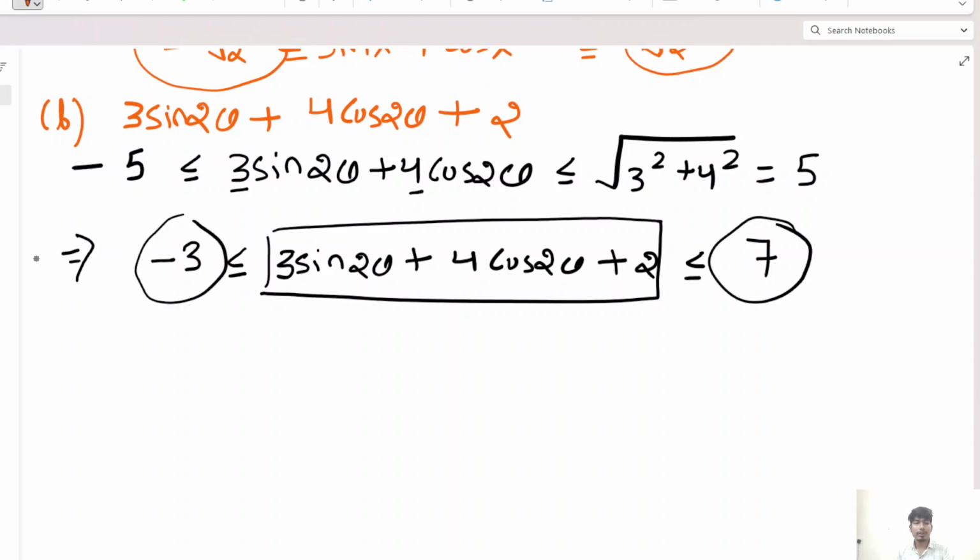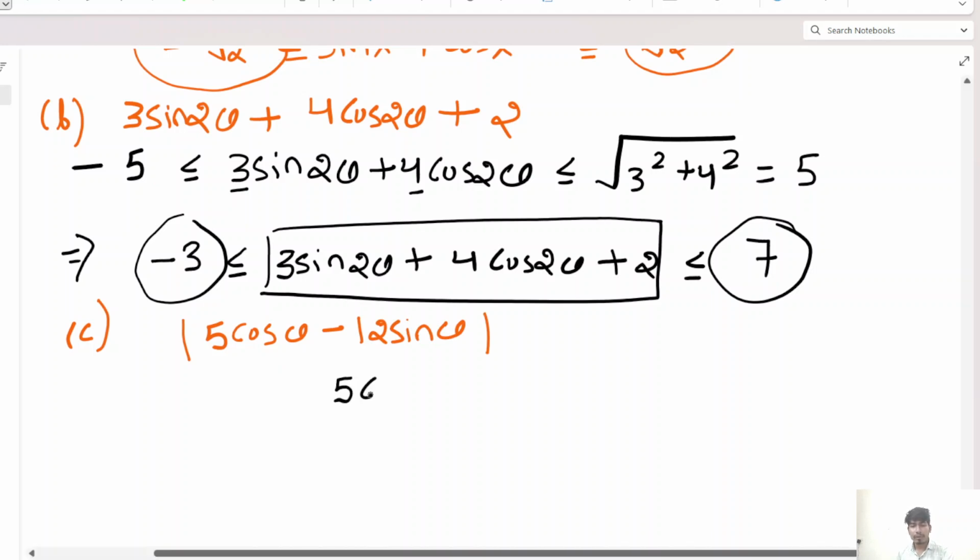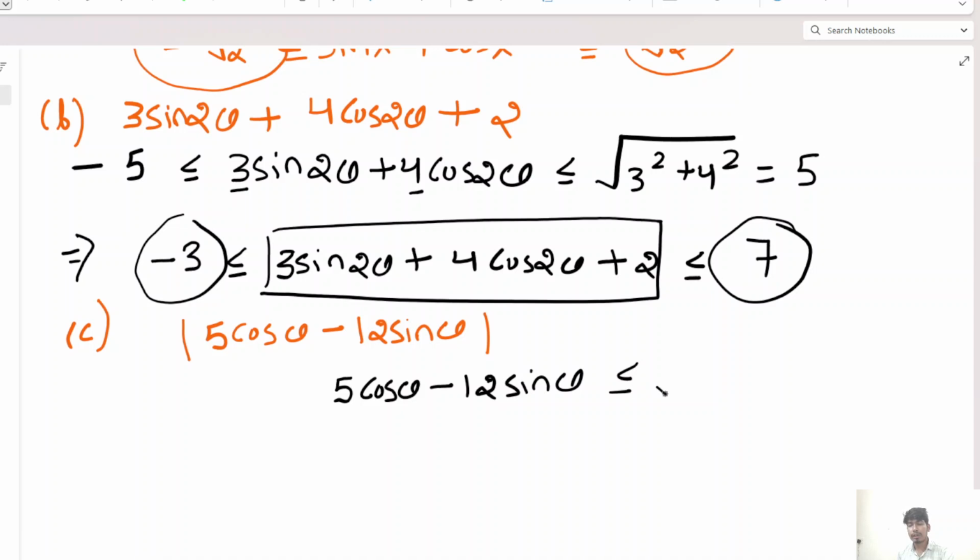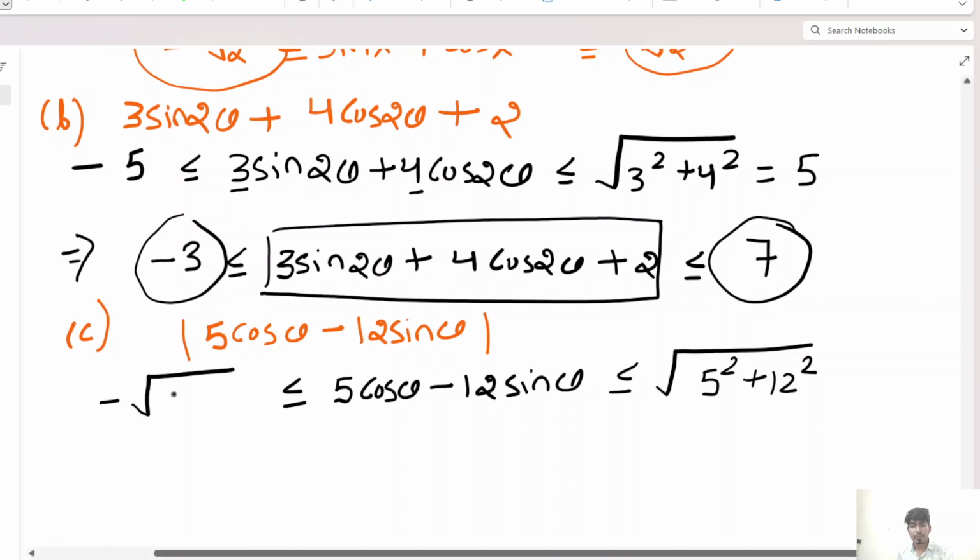Then our c part is modulus of 5 cos theta minus 12 sin theta. This is our expression. We have to find the maximum and minimum value of 5 cos theta minus 12 sin theta. Here a is equal to 5 and b is equal to 12. Then under the root of 5 square plus 12 square, and here minus of under the root of 5 square plus 12 square. Then this is plus 13 and this is minus 13.